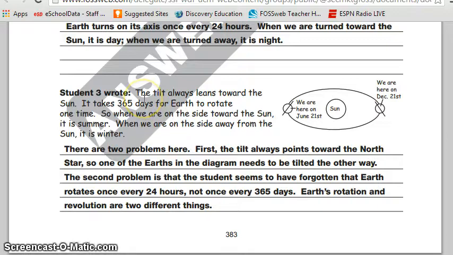And with the third question here, they're saying the tilt is always towards the sun. Well, that's incorrect. We say that the tilt is always towards the North Star, or Polaris, not always towards the sun. Otherwise, it would always be summer. And then they have here, it takes 365 days for the Earth to rotate. Well, that would be revolve. They confuse the word rotate with revolve there. And then again they make the same mistake here. When we were on the side towards the sun, it is summer, that's just daytime, and when we were on the side away from the sun, it's winter, that's just nighttime. So they make some of the same mistakes as the second one did there at the end.